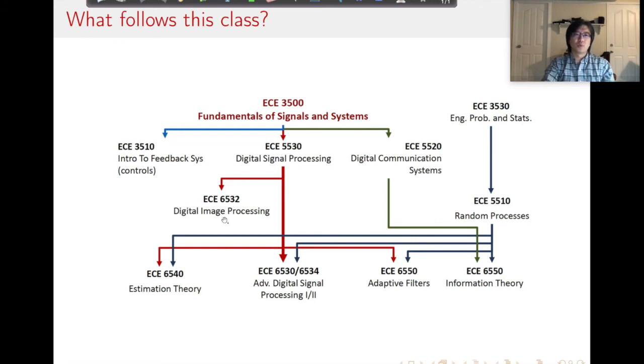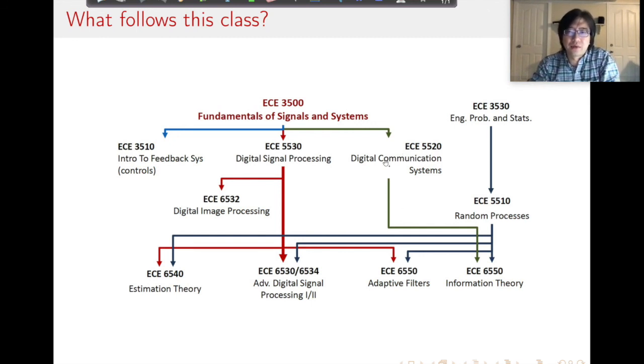And along this line, we have digital image processing, right? And also we have advanced digital signal processing, 1, 2. And now, if I'm not mistaken, we may not have this class anymore, but some other faculty may offer this, so pay attention to that. And also we have estimation theory. Basically, estimation theory is like random signal processing. And also similar for random process here, right? In random process, you're going to learn a lot of random signal processing.